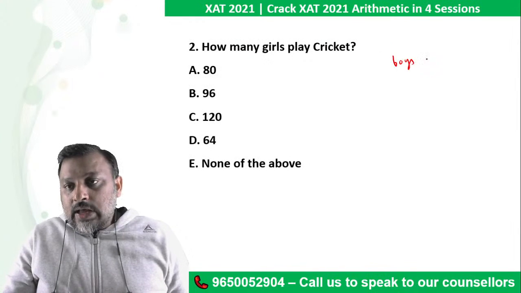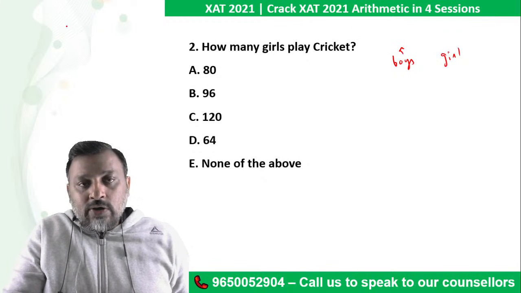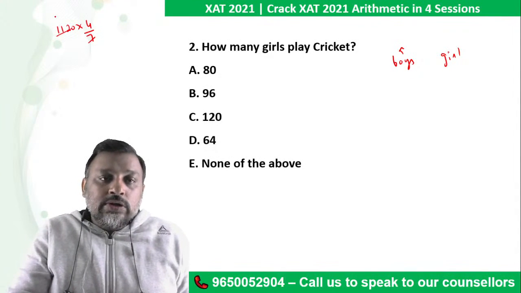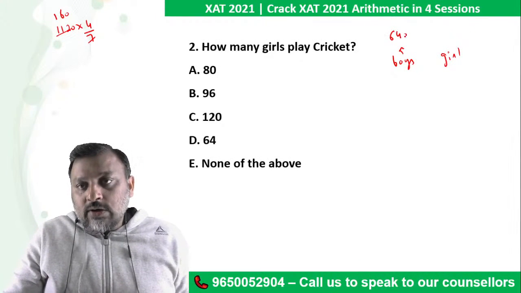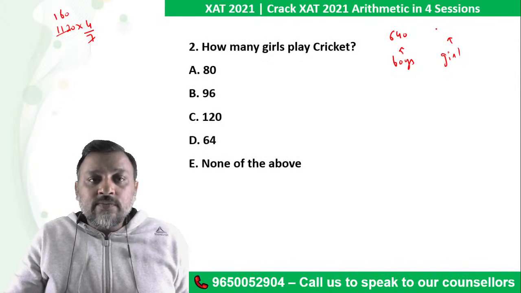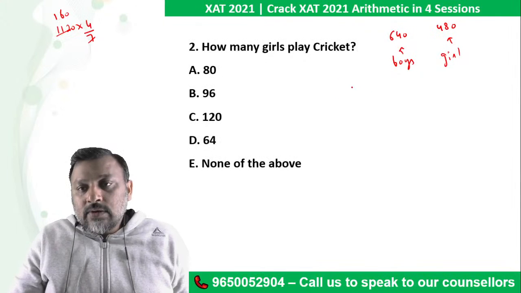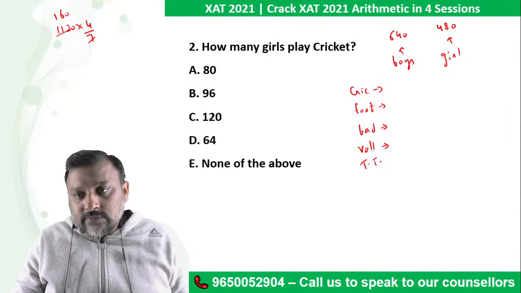So boys and girls, total number of boys, we know now, we just need to divide this in the ratio of 4:3. So boys would be 4/7. So this is 1 times, so total boys is 640, total girls would be 480, that is 3 times of 160. So girls playing cricket, football, badminton, volleyball and tennis. Okay.